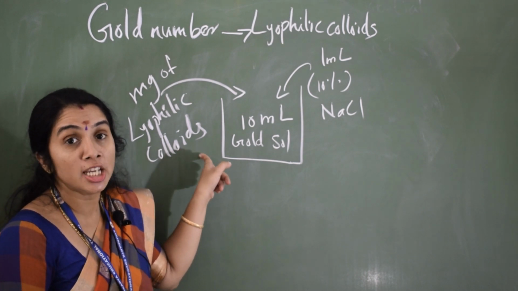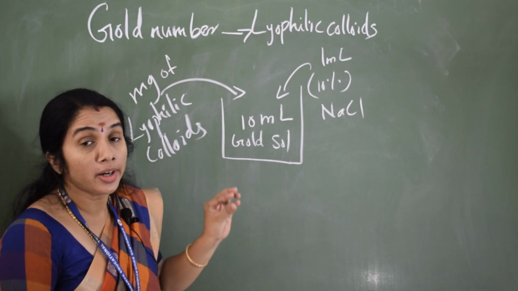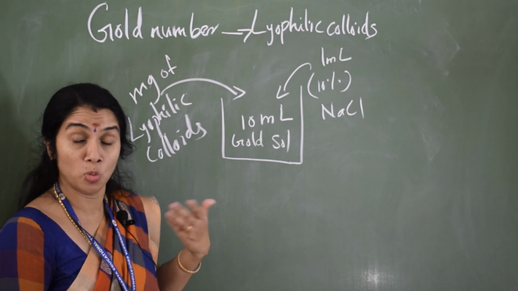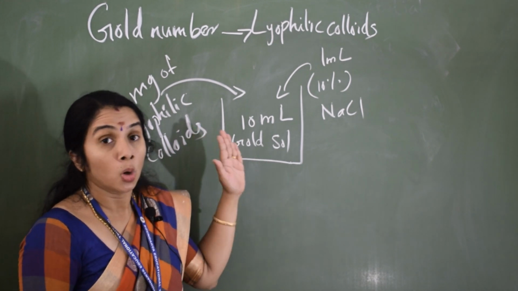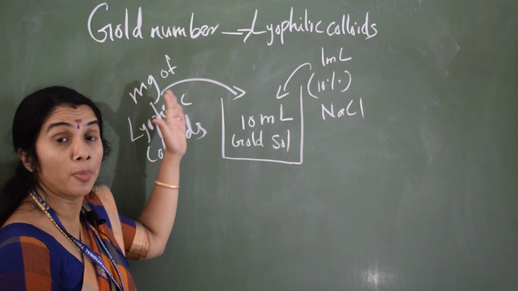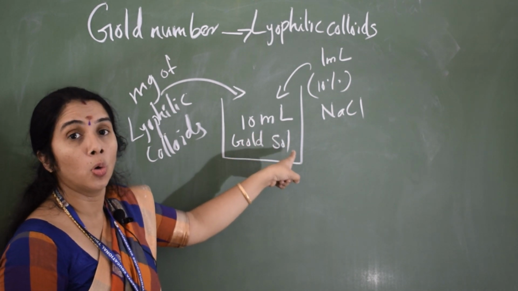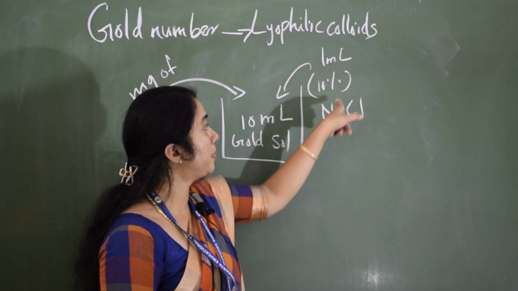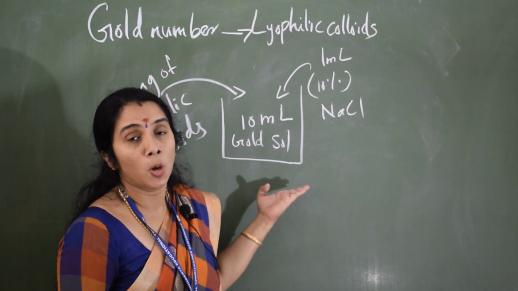So gold number is usually connected with the lyophilic colloids. Smaller the gold number, greater is its protective action. That means it is much more capable of protecting the gold sol from coagulation. So I shall repeat, gold number is defined as the number of milligrams of protective colloids added to 10 ml of gold sol to prevent it from coagulation after adding 1 ml 10% sodium chloride solution. They can ask this in the competitive exams.